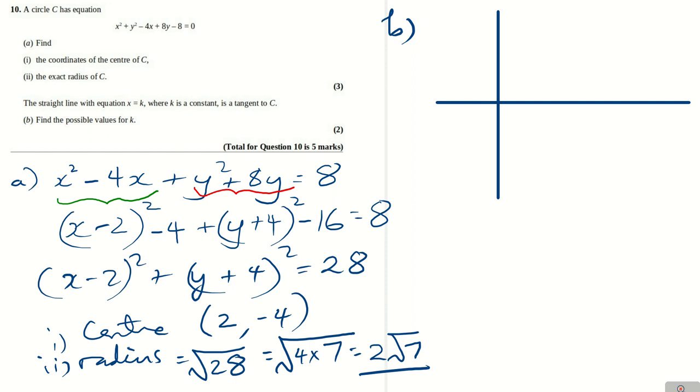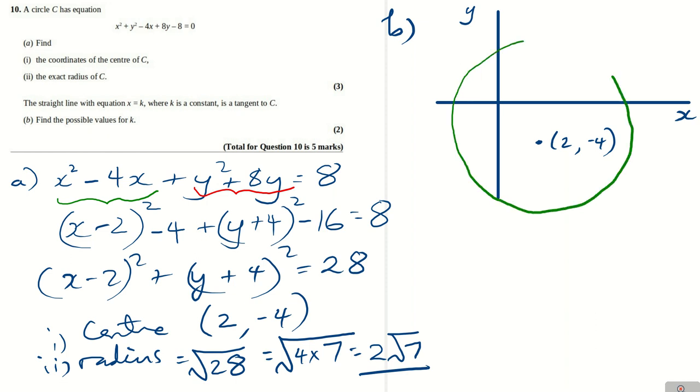Okay, so x and y, and then the centre is (2, minus 4), which is something about there. The radius is 2 root 7, and I'll try and just do a little sketch. It's going to look something like that. Not great, that's supposed to be in the centre, but the reason I've done it is to give you an idea what we're looking to do.